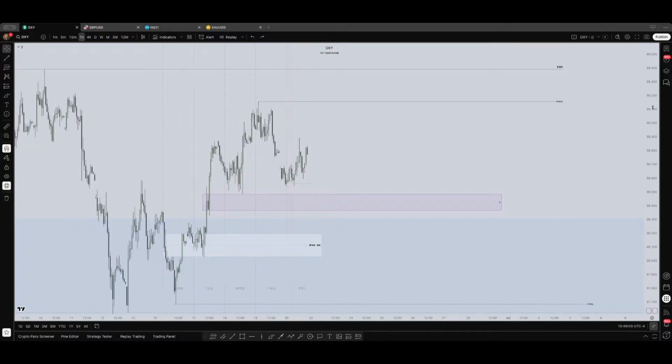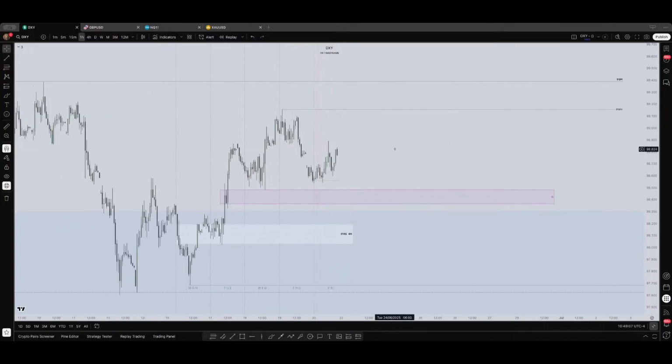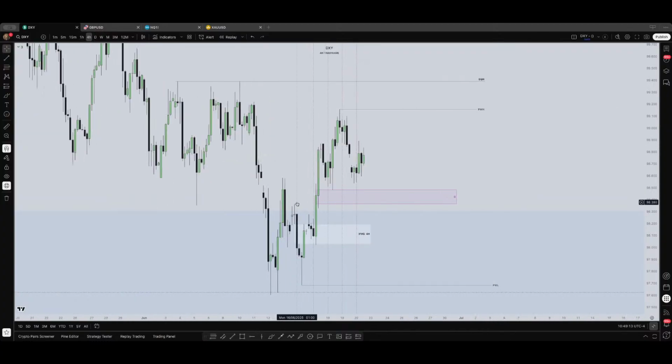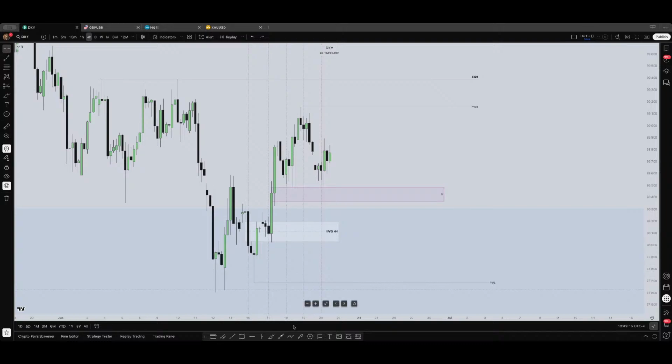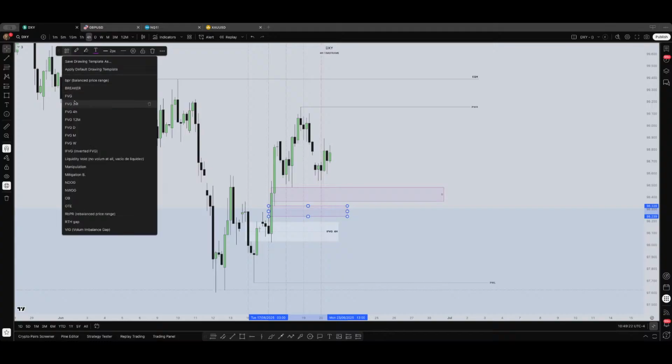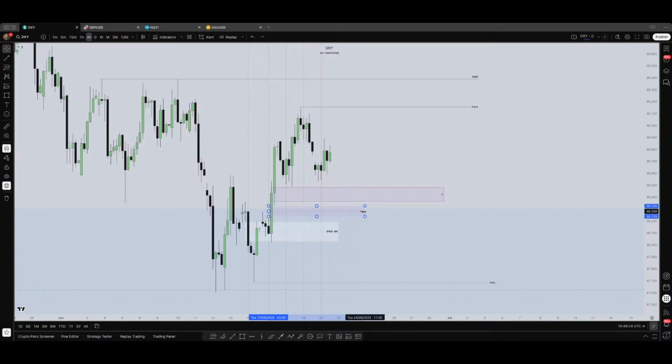So far price is very bullish in dollar. Okay, besides the daily fair value gap, we also have a 4-hour fair value gap here, also to keep in mind, because price could possibly also reach this level. Let me check.